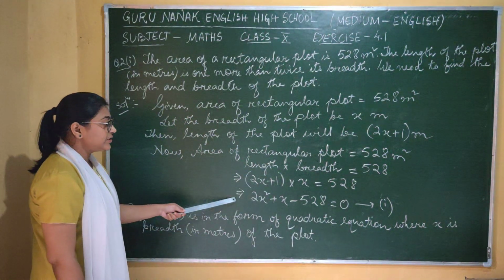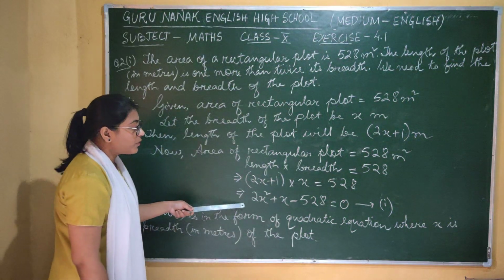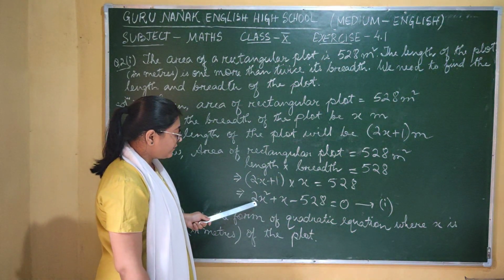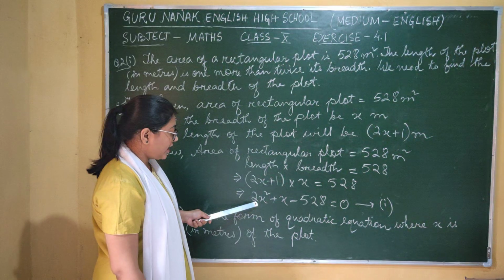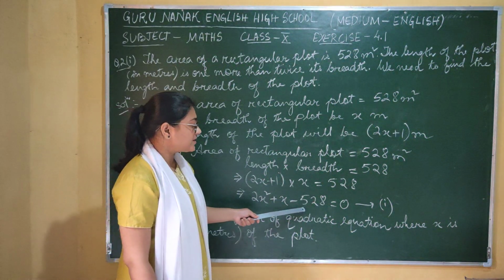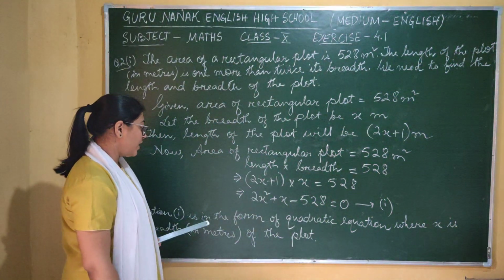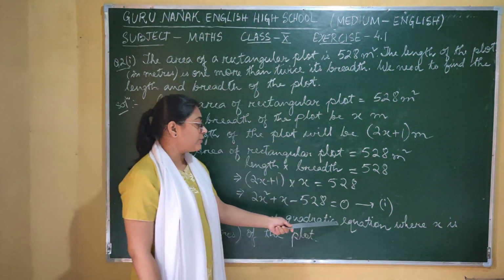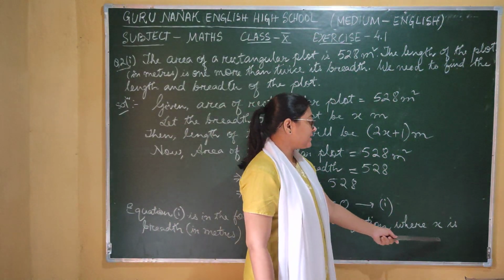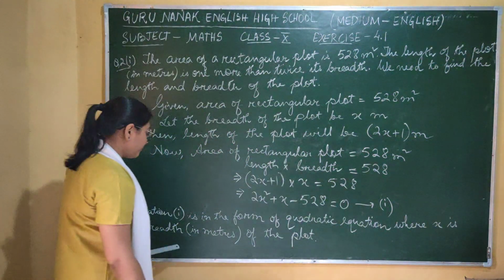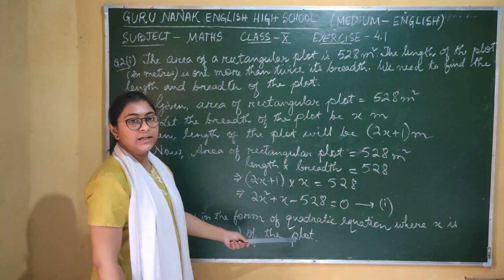Now from this equation we can say that it is in the form of a quadratic equation, because if you compare it, the form is ax square plus bx plus c equals to 0. So we can say that equation 1 is in the form of a quadratic equation where x is the breadth in meters of the plot.